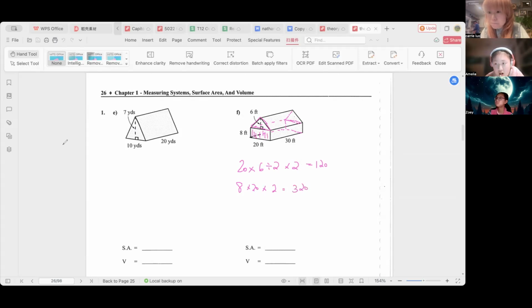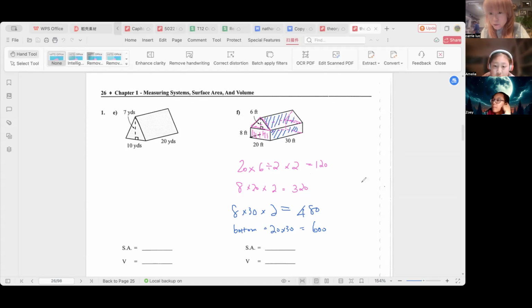Correct? Now we're talking about this side, the left and right. So the opposite one, which is 8 times 30 times 2, which is 480. Right? And we know the bottom. The bottom is very important. Why is the bottom important? Because it equals 20 times 30 equals 600. So now we only have 2 parts missing. The shaded part, right? This one and the other side.